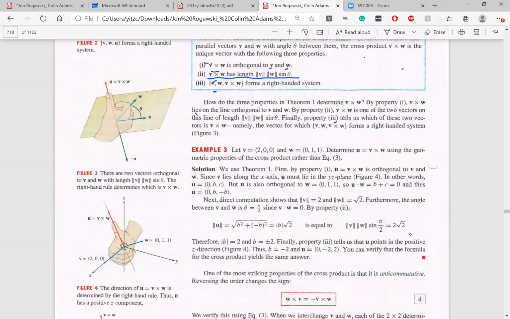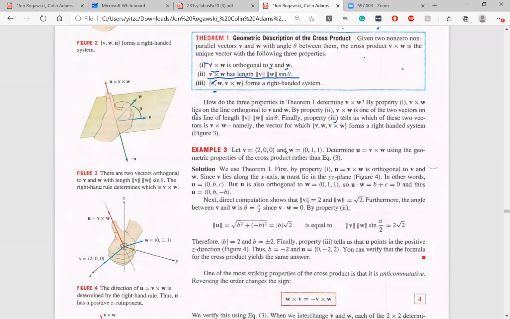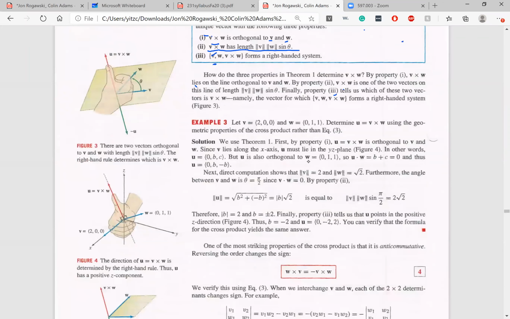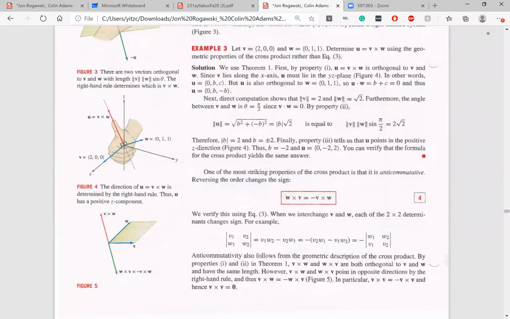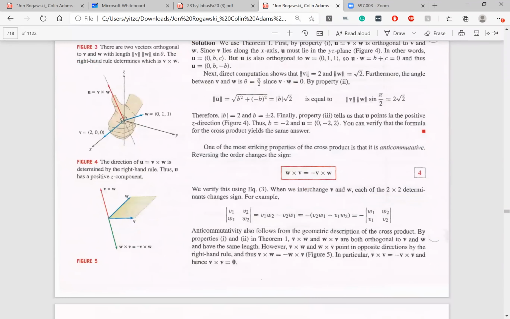So let's look at the following examples. They want us to find the cross product of V and W using the geometric properties of the cross product. I am going to skip this problem because it's not that relevant to multivariable. Generally, when we find cross products, you can just do the cross product. So I'm not going to focus that much on this.